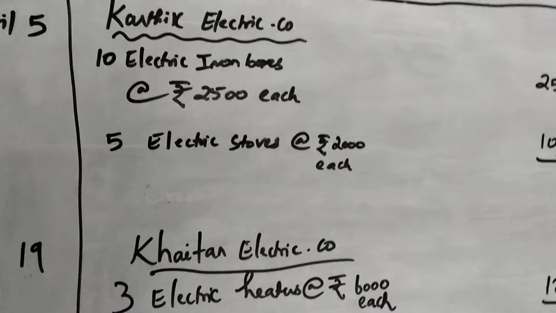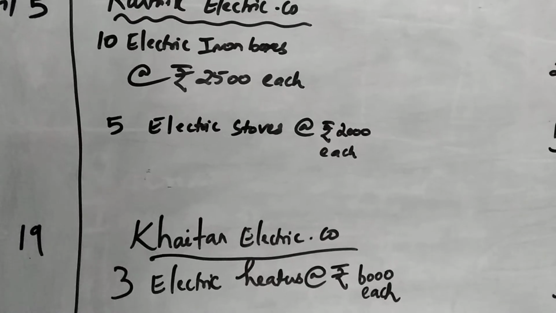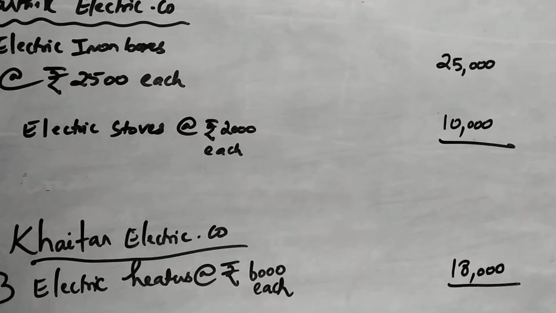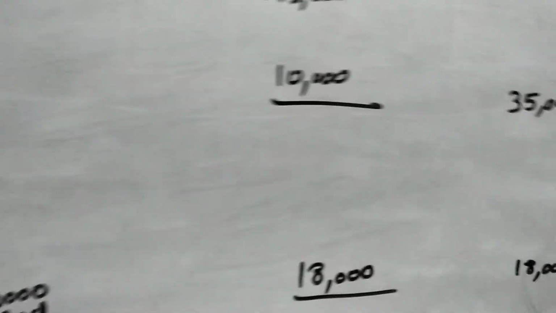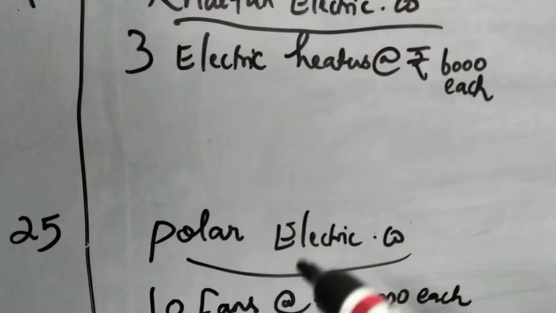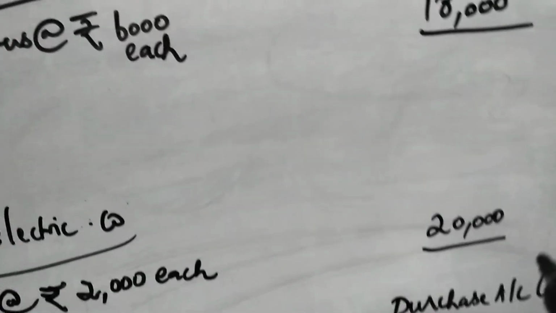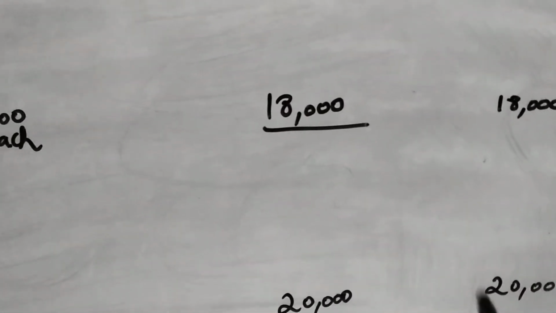Then comes on 19th of April, Ketan Electric Company, 3 electric heaters at rupees 6,000 each. 3 into 6,000, 18,000. So you don't have any other product, just the electric heaters alone. So 18,000 again, put it in the total column. Similarly, on 25th, the Polar Electric Company, 10 fans at rupees 2,000 each, 20,000. Then you don't have anything else, put the 20,000 there.